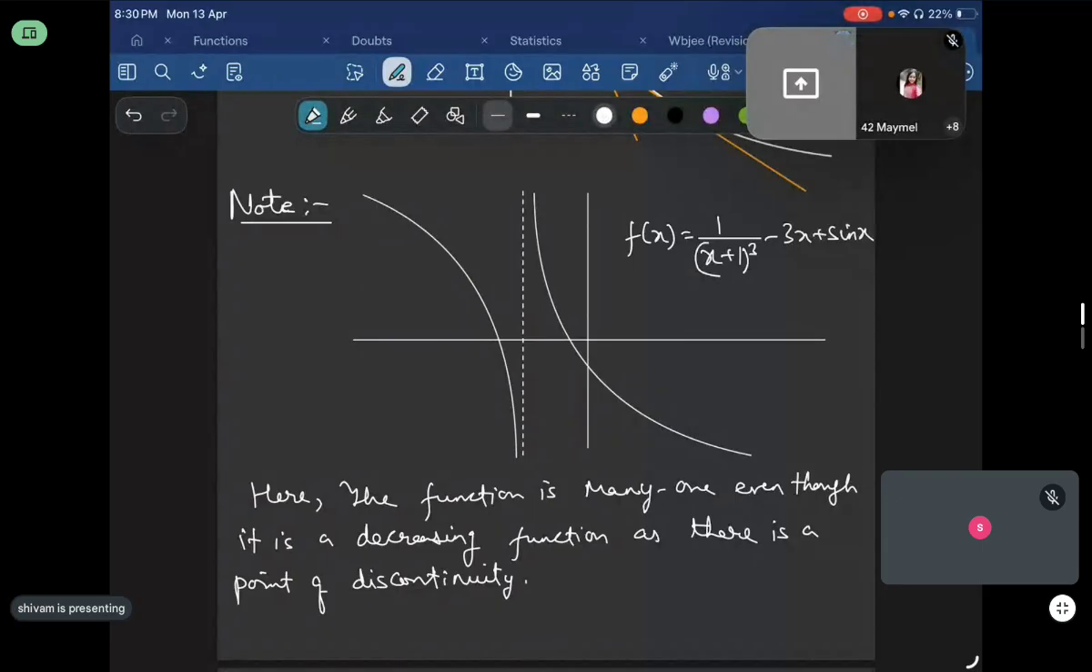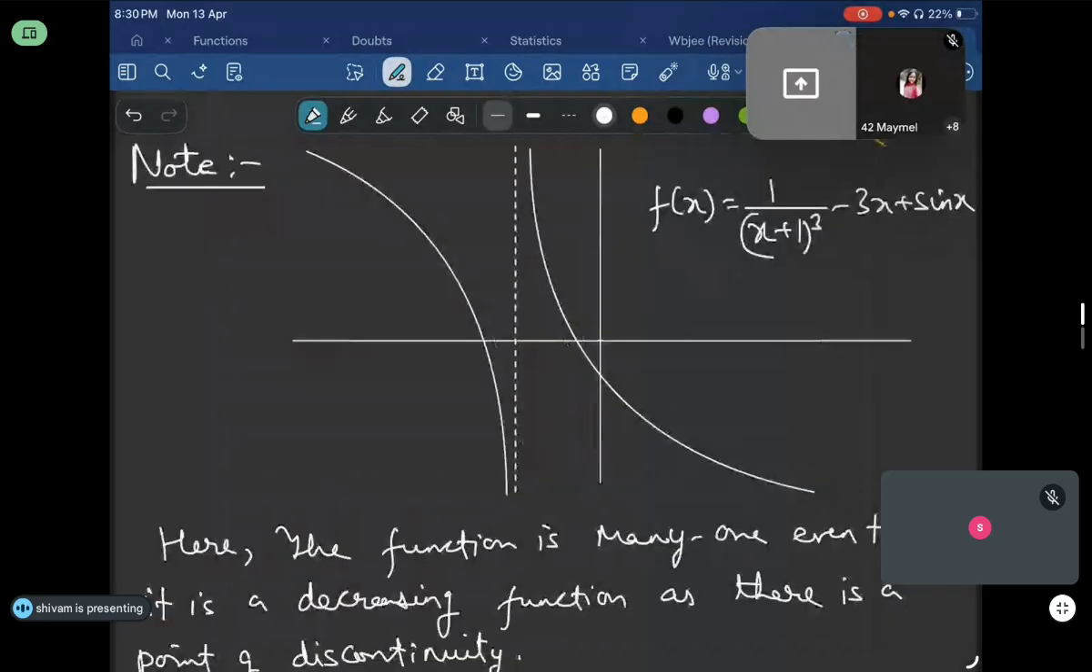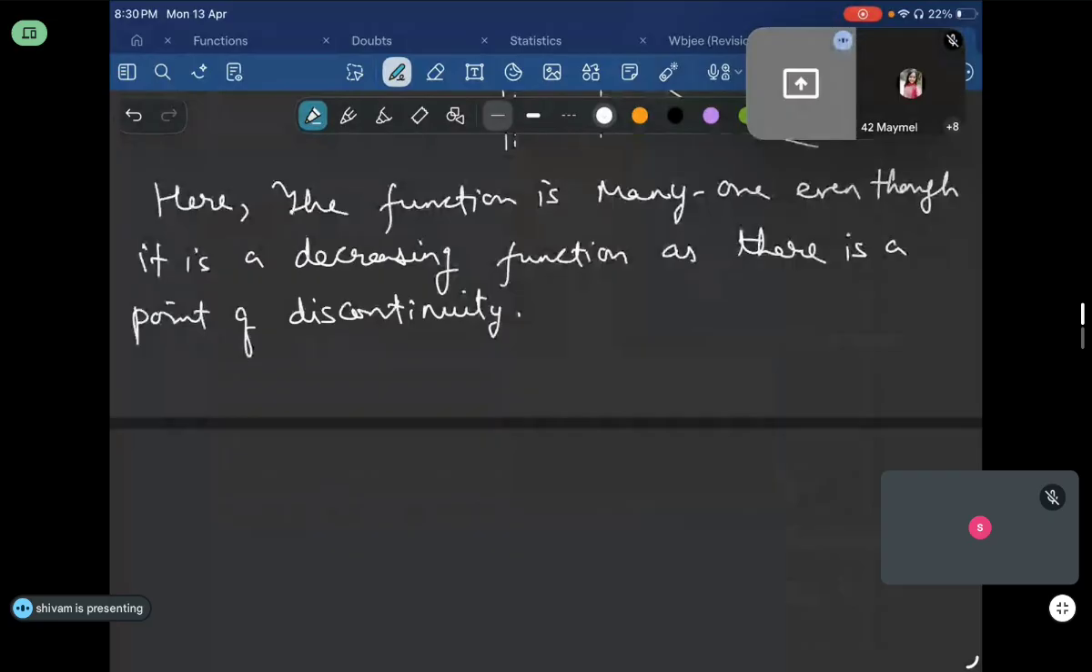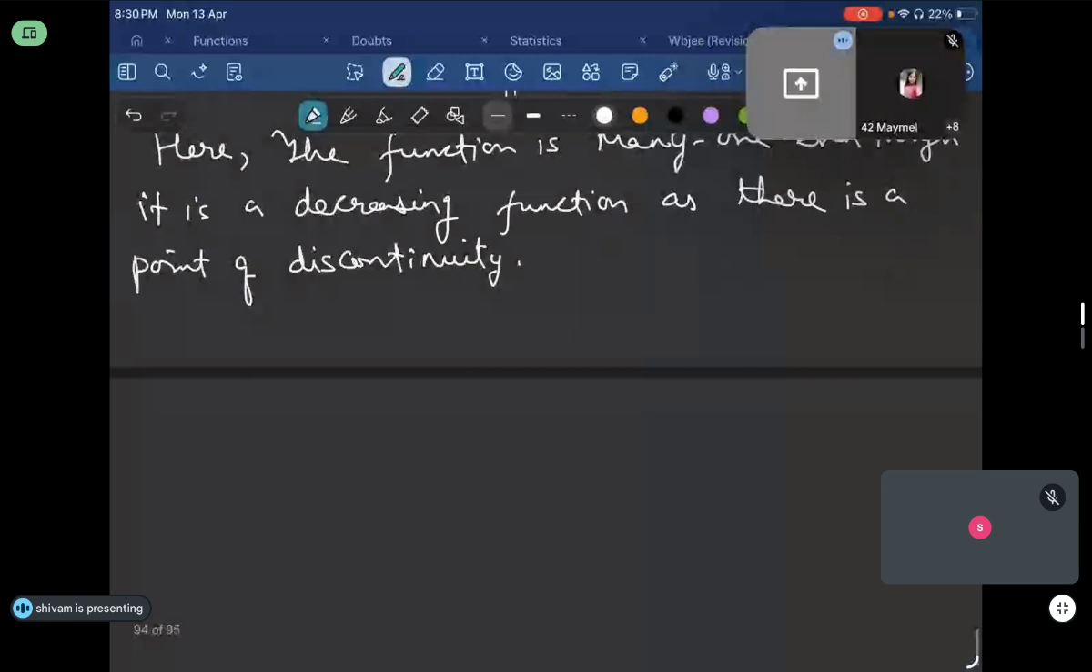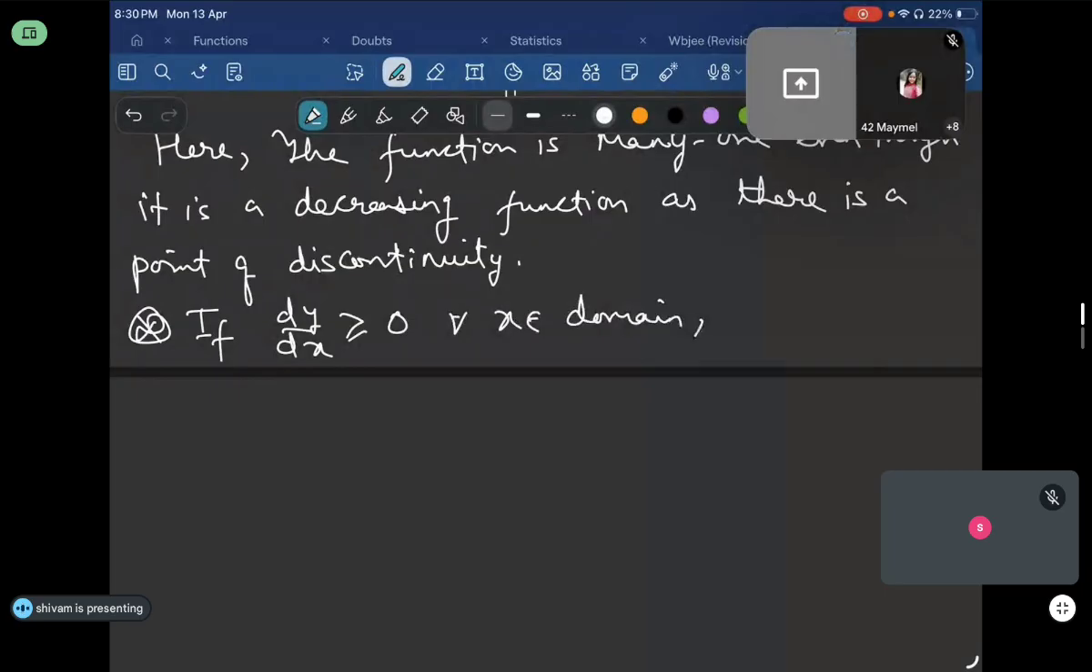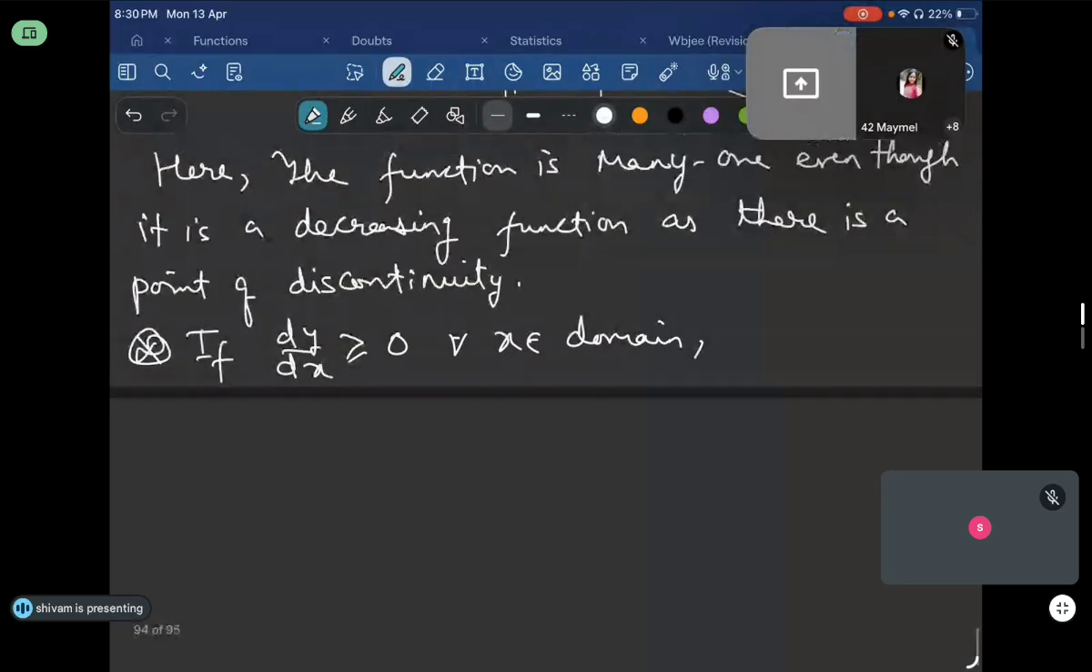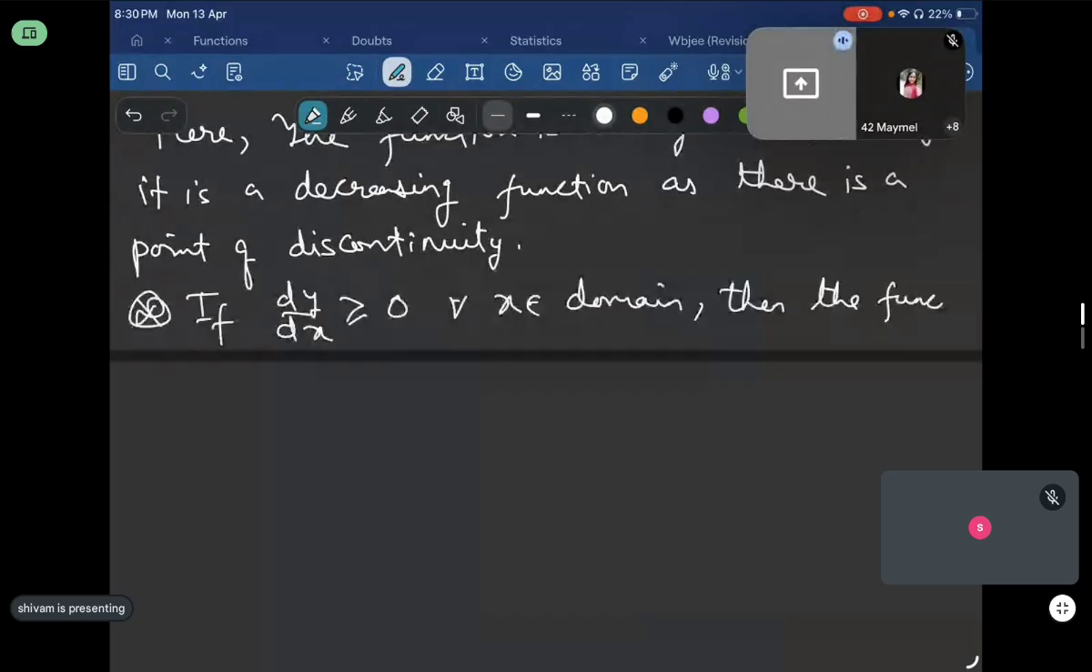Okay. Next, everyone. Also, we see from the above observations that if dy by dx is greater than or equal to 0 for all x in the domain, then the function is monotonically increasing.